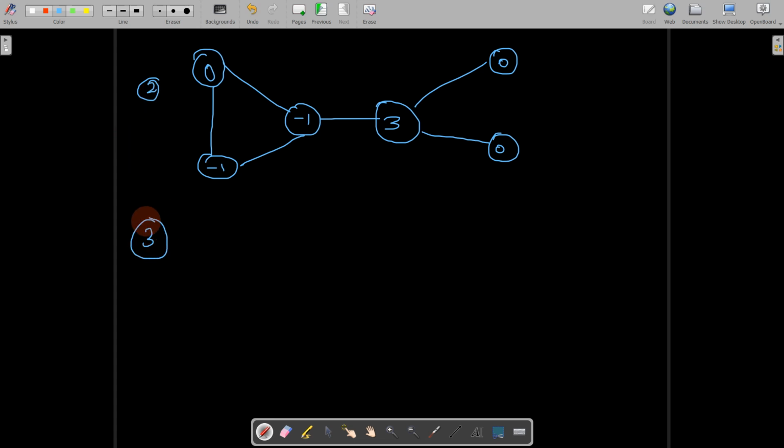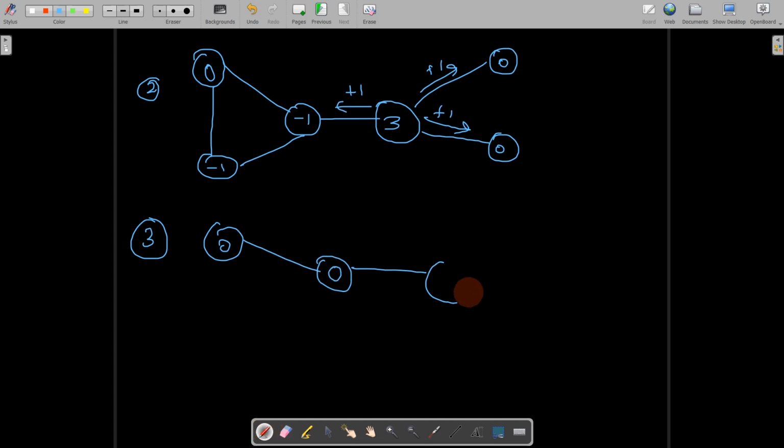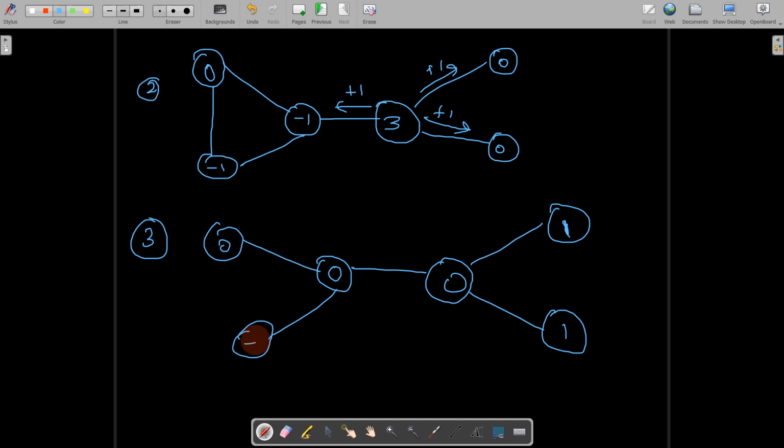Now the third move. In the third move, we are sending money from this node to all the three nodes. Okay. So 0, -1. It is sending 1 unit of money, right? +1, +1, +1. So this will become 0. This will become 0. This will become 1. This will become 1. And this is still -1, right?